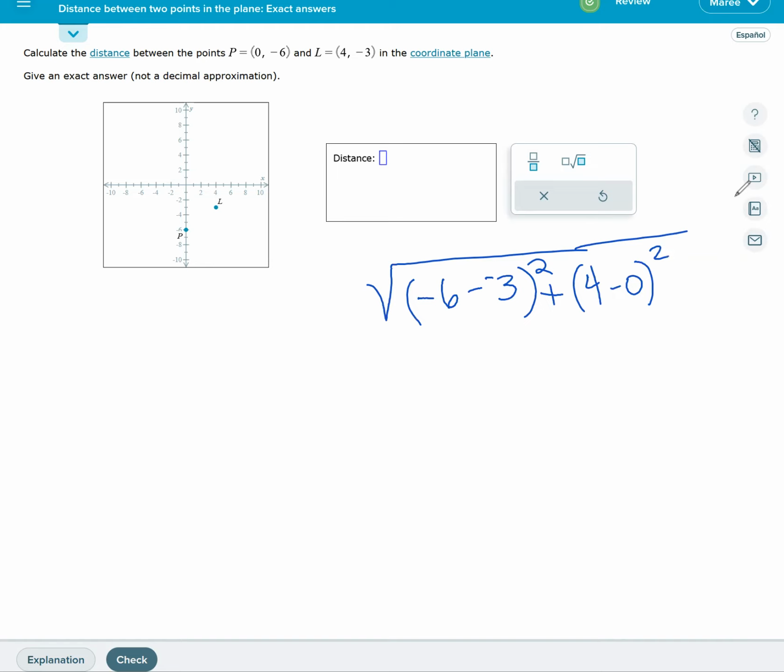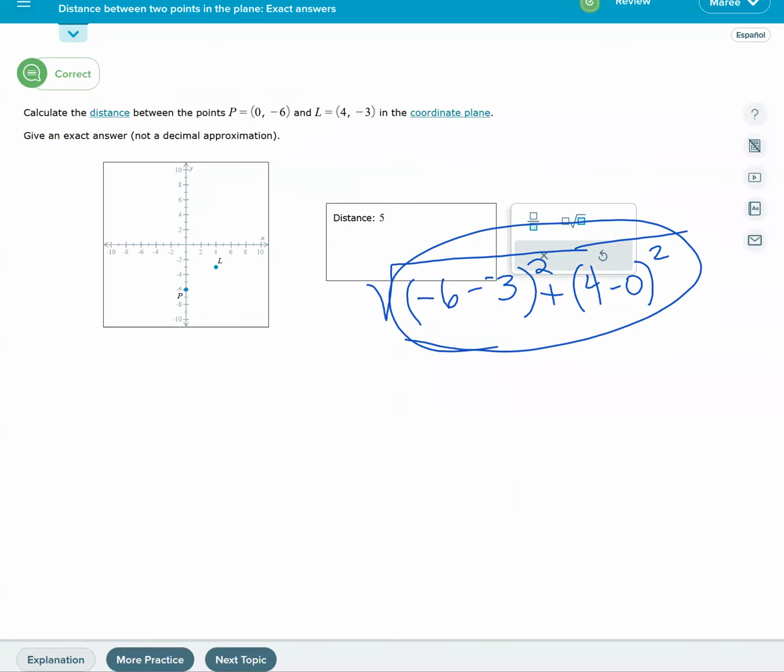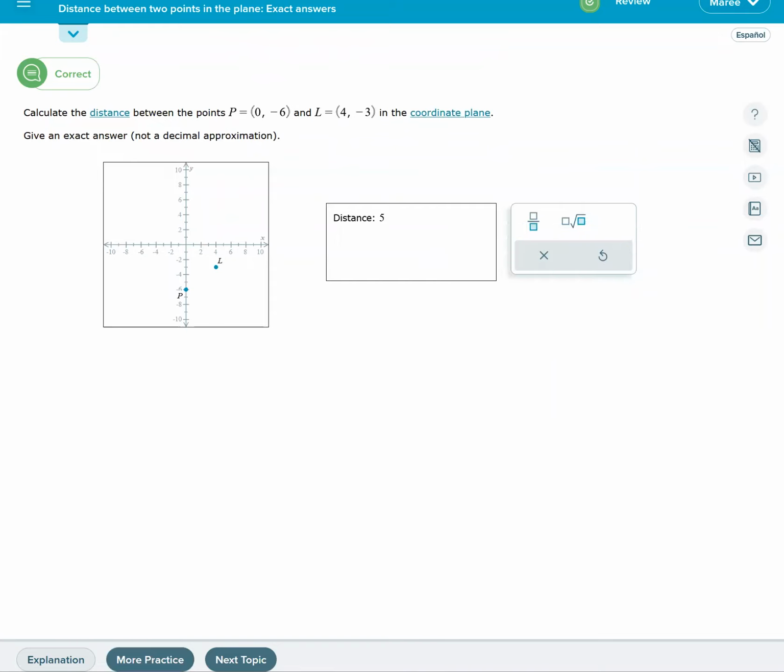And we get 5. Oh, I got lucky there, because if you get a decimal, I wouldn't do the square root part in your calculator. I would find out what's underneath first and then see if you have to simplify it. We got lucky on that one that it was actually a perfect square. Okay, that's the end of the lesson.